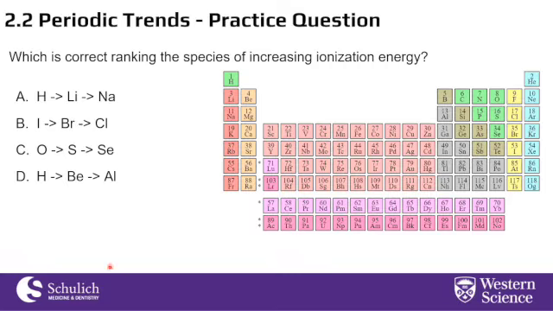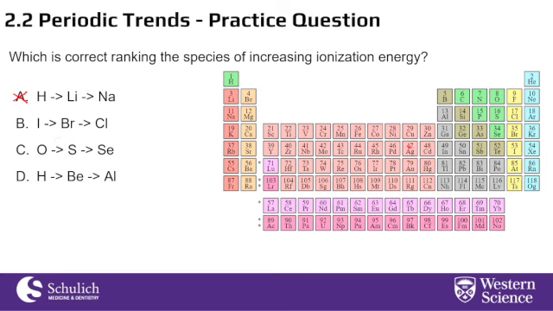So from here, I would just go through all of your options and see if they follow an increasing ionization energy trend. Firstly, we're going to look at hydrogen, lithium, and sodium. We can see that they're going against the trend of increasing ionization energy. In other words, they are decreasing, so we can go ahead and cross out A as an option.